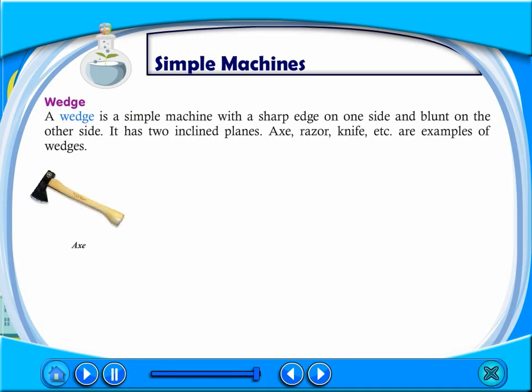Wedge. A wedge is a simple machine with a sharp edge on one side and blunt on the other side. It has 2 inclined planes. Axe, razor, knife, etc. are examples of wedges.